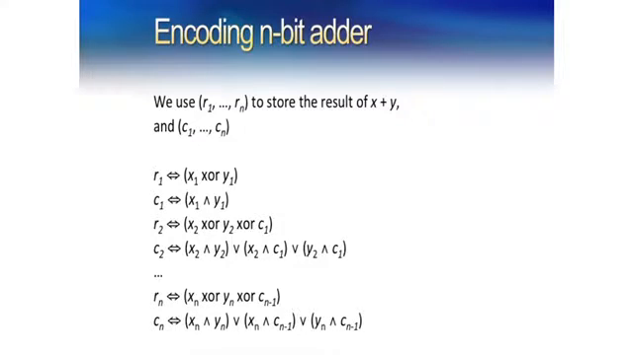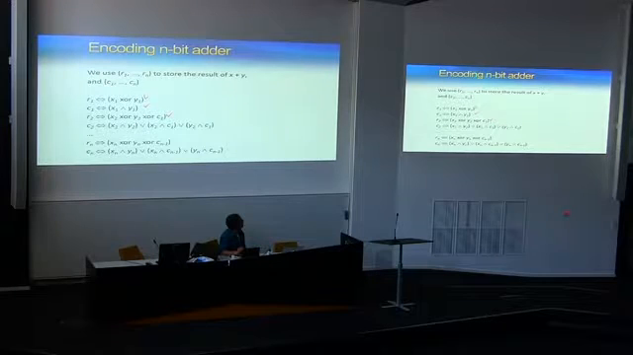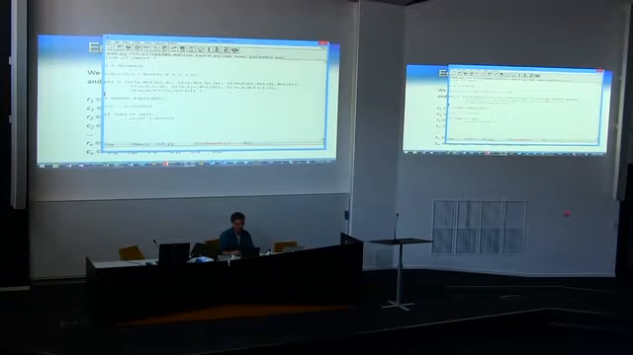And then for an n-bit adder, we can just do the carry propagation. So here we get the result for the first bit and the carry for the first bit. Now the result for the second bit is the XOR of X2 and Y2 plus the carry bit as well. So it's fairly straightforward. You're going to get a finite formula and blast it to the SAT solver.